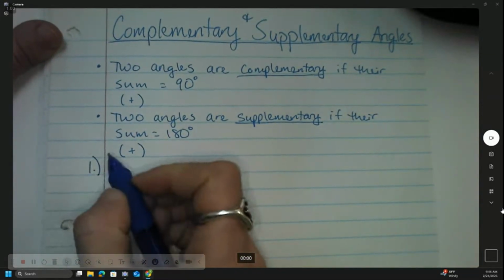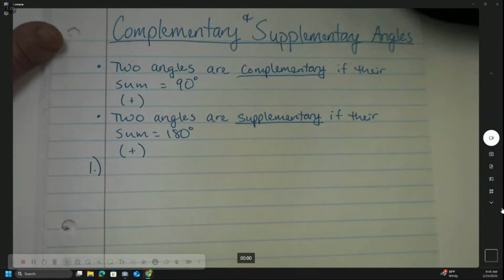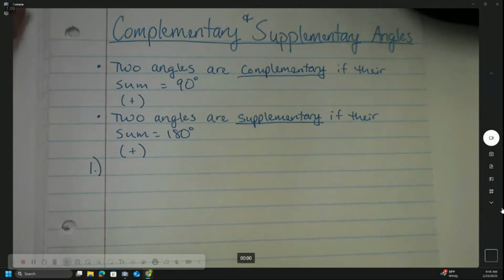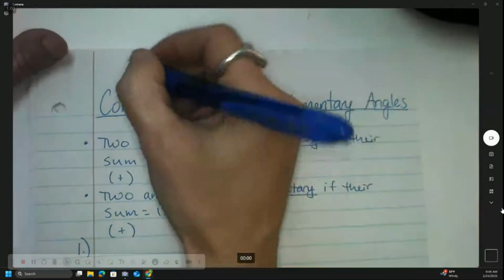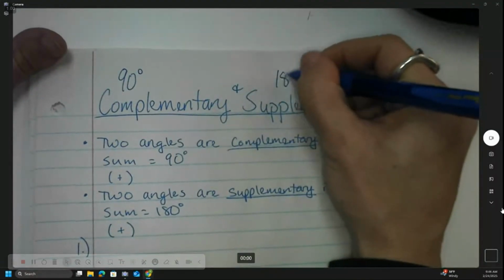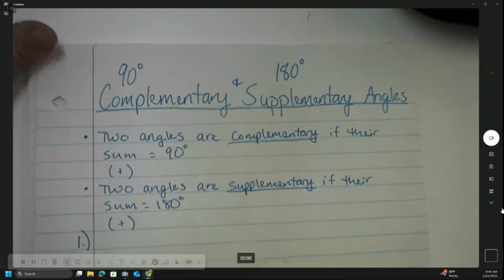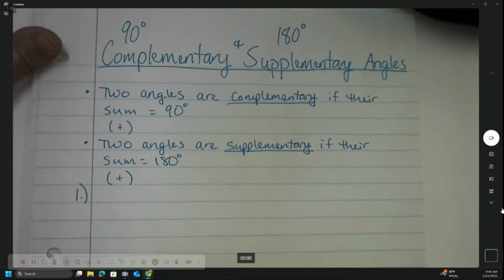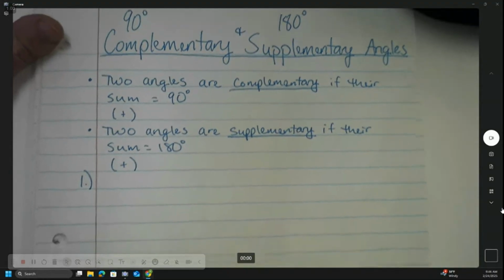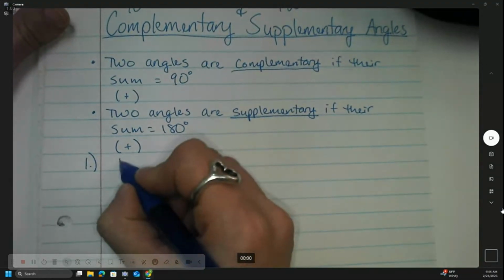Number one. By the way, before we do this, in previous years I taught this. A chant was formed with one set of my students at my old district. They would chant comp 90, sup 180, comp 90, sup 180. Whatever it takes for you to remember and not get them mixed up, do the chant in your head then. All right? Comp 90, sup 180. Let's draw some angles.